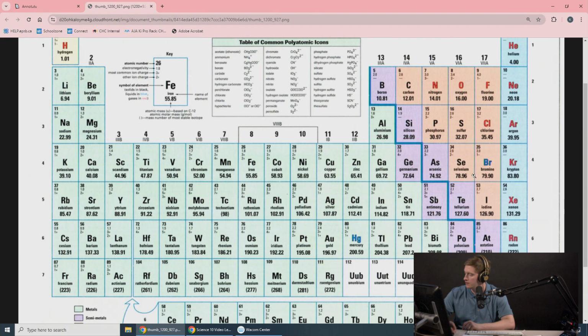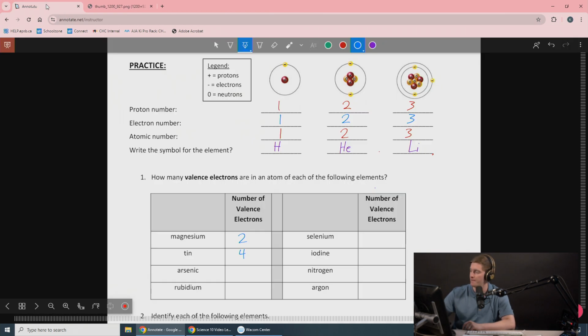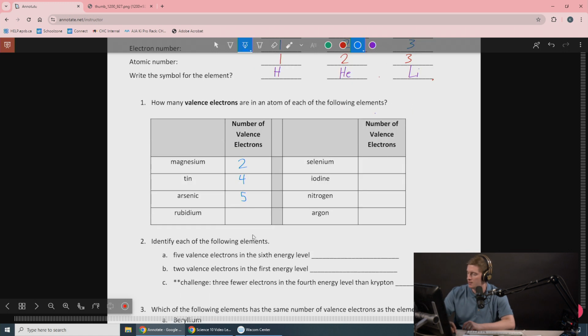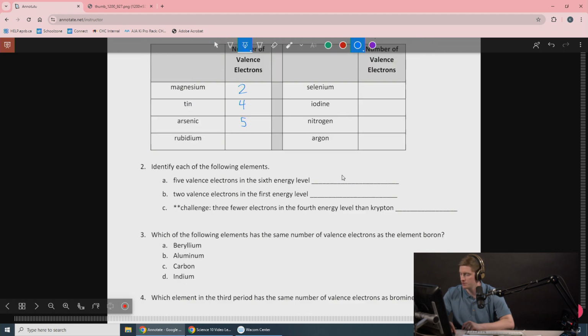Arsenic. If you're finding arsenic, arsenic's number 33. It's one of those metalloids. It's in purple on this periodic table. It's in group 15, so it would have 5 valence electrons. And you're welcome to keep working through the rest of these here as well.